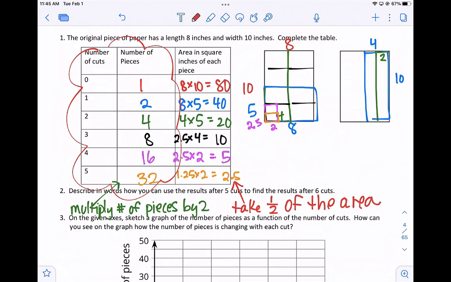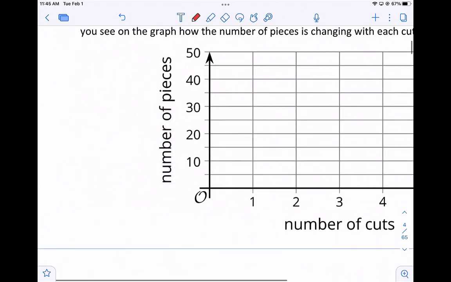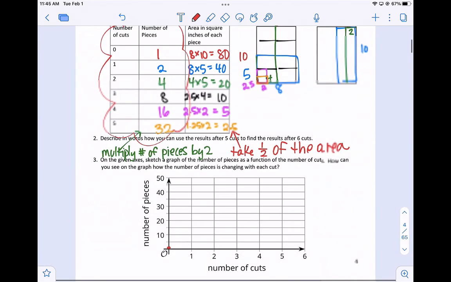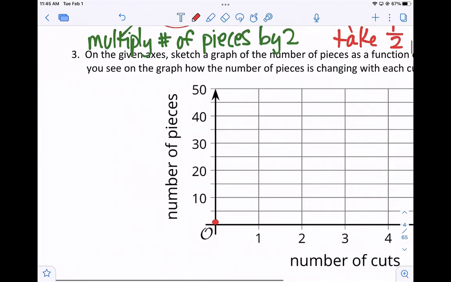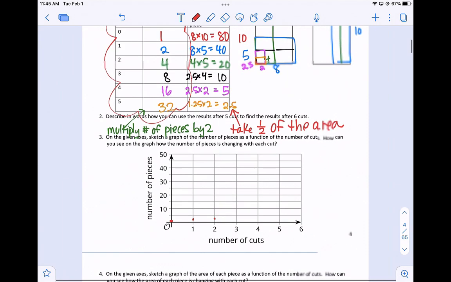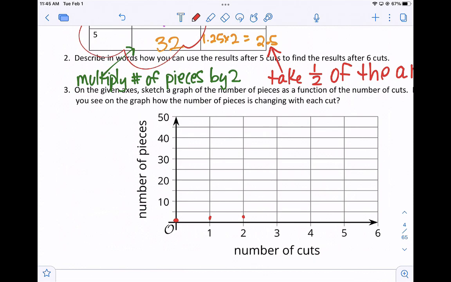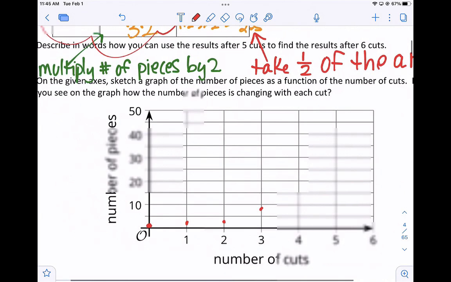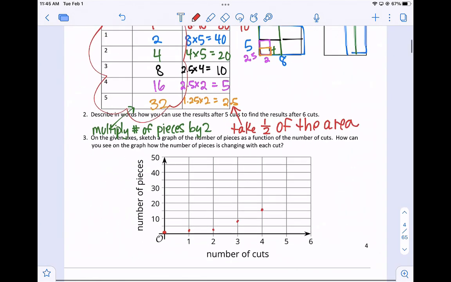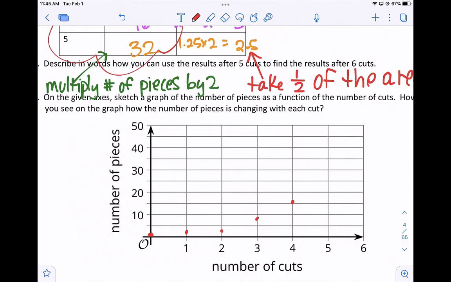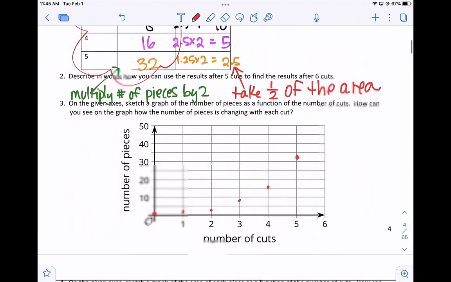So when there's 0 cuts, there's 1 piece. It's like right here. When there's 1 cut, there's 2 pieces. 2 cuts, there's 4 pieces. 3 cuts, there's 8. 4 cuts, there's 16. 5 cuts, there's 32. Okay, so the table was in the right order. Okay, there's our graph.